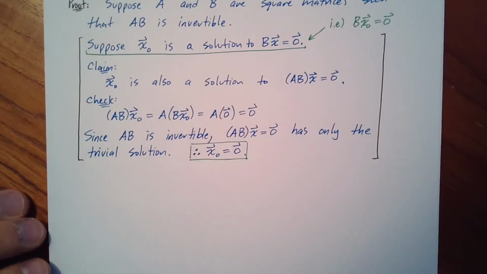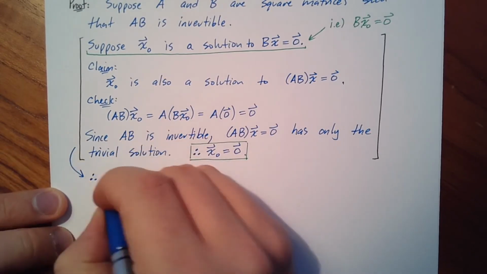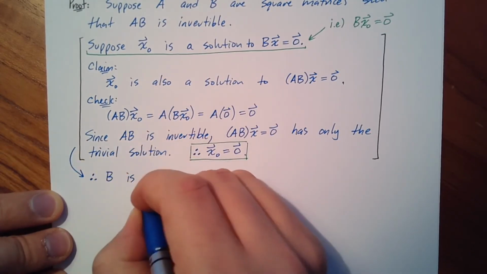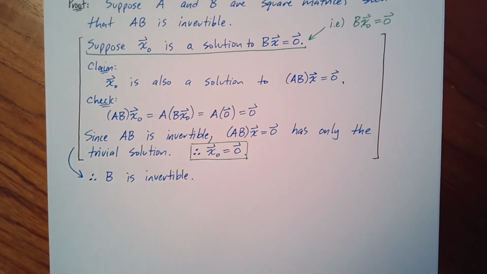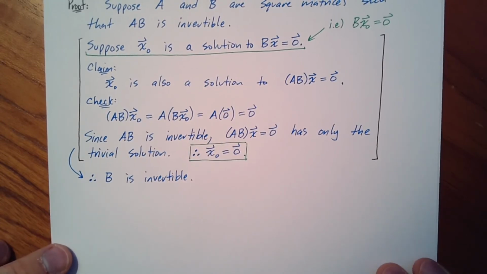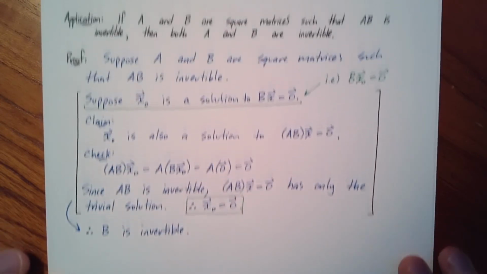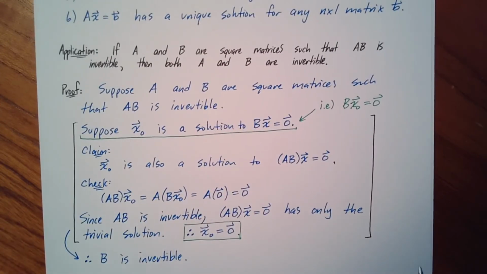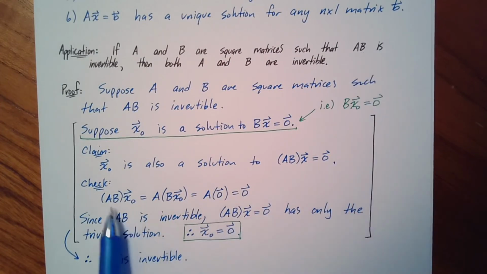So now we can conclude, based on this work here, therefore, B is invertible. And you might think, well, we can just do the same argument now for A and do the exact same thing to conclude that A is invertible. But unfortunately, this strategy only worked because B was the factor on the right of this product. And really, it comes down to this part here.